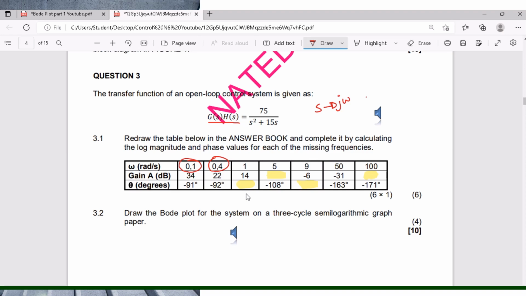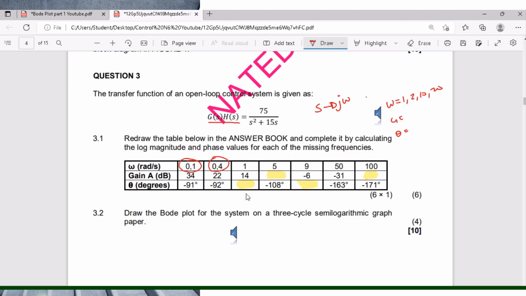Sometimes they can just give you an equation like this and ask you to draw a table with frequencies, maybe frequency 1, 2, 10, 20, only that, and they want you to get the gain and phase for all these frequencies. This one is quite eye-opening because you're already given values. So you can just calculate and confirm if you didn't make a mistake with the answers you already have. But sometimes they can give you only frequencies and you have to find these answers.